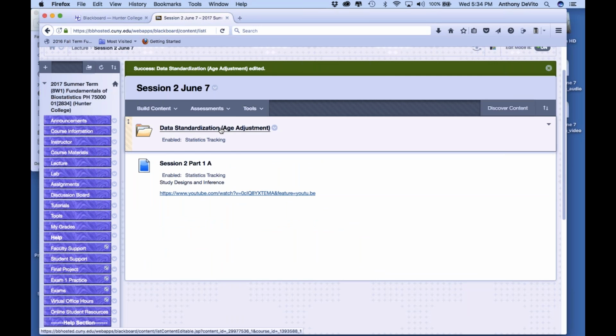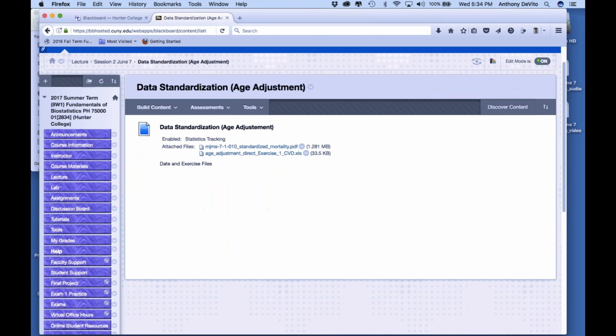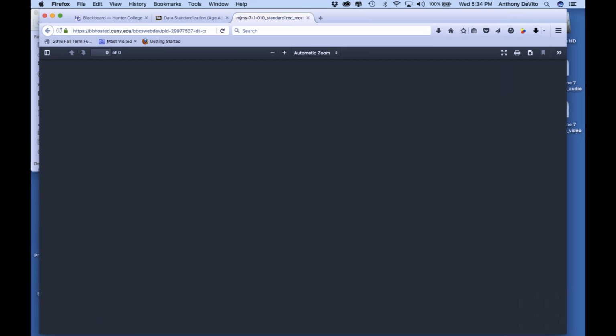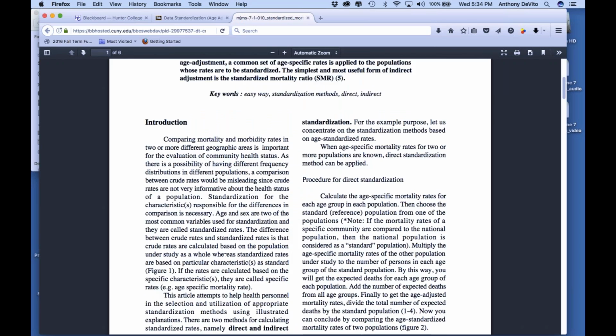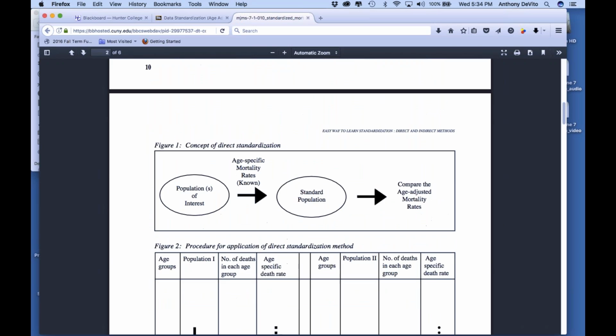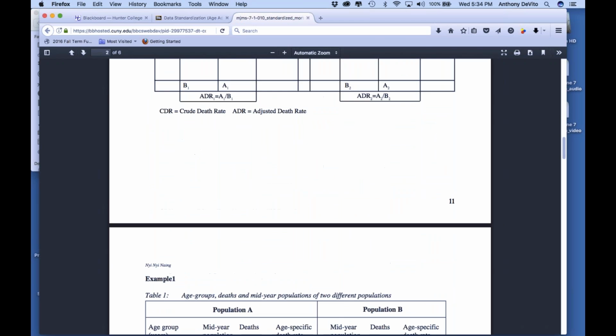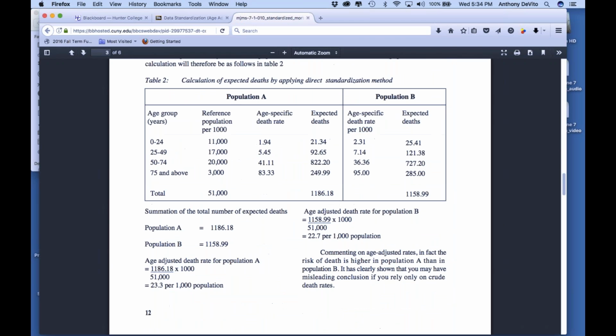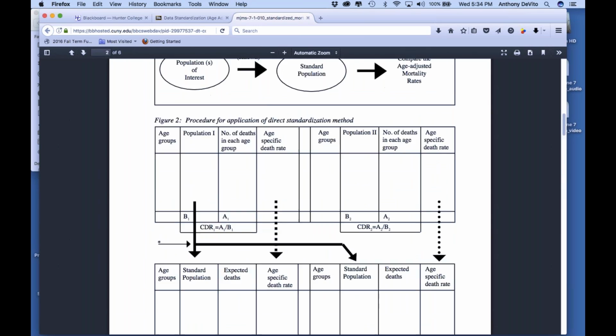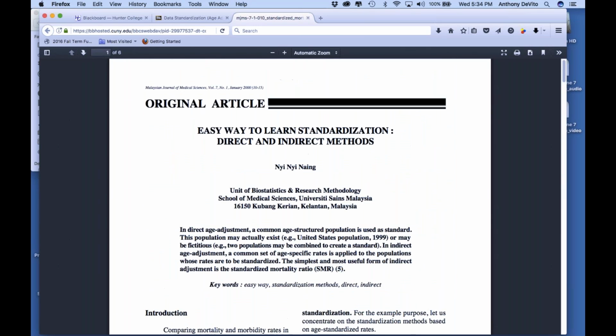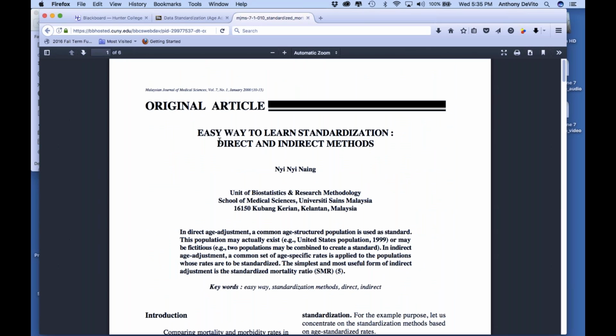This folder contains a couple of files, and one is, well, let's open it up. It's a PDF file, and it's an article on standardization of data. At your leisure, you can read this. I'm not going to pull any questions on the quiz or homework from this article, but it'll give you a little bit of background into the idea of what standardization is, the difference between the direct method and the indirect method.